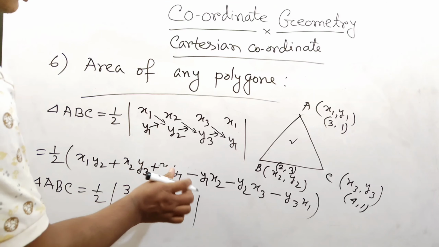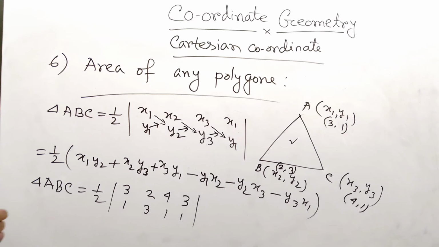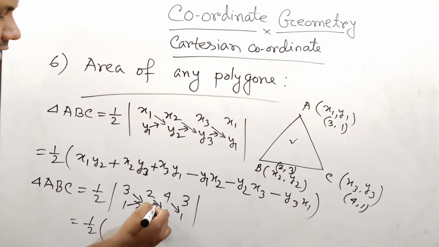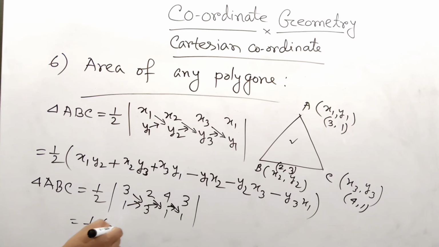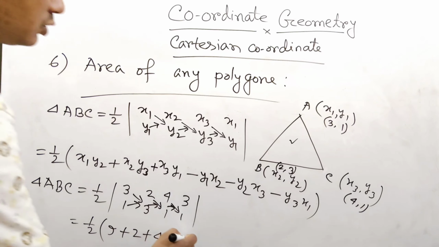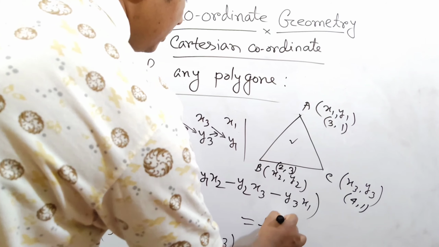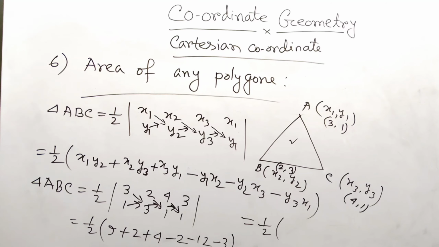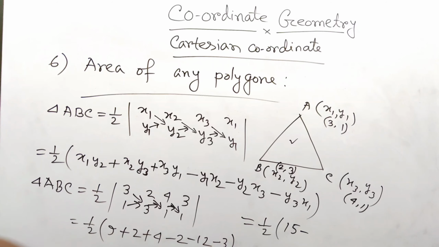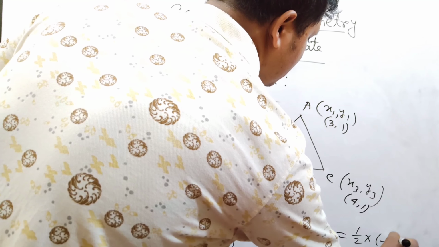Okay, now just use the above formula, then we'll get half. We multiply this one first and then subtract this multiplication. So 3 3s are 9, 2 1s are 2, plus 4 1s are 4. Then 1 2s are negative 2, 3 4s are 12, and 1 3s are negative 3. So now if we calculate this, we'll get half of 9 plus 2 plus 4, that is 15, minus negative 2, 12, negative 3, that is negative 17. So half multiplied by negative 2, that is negative 1.